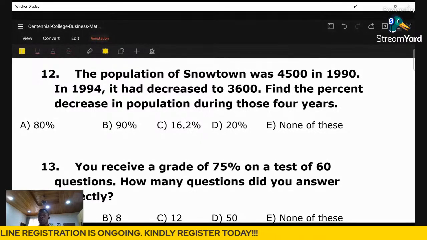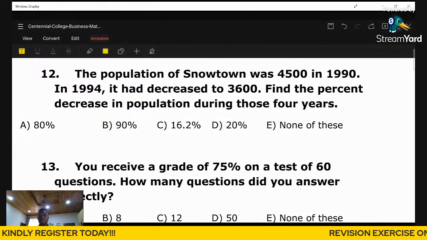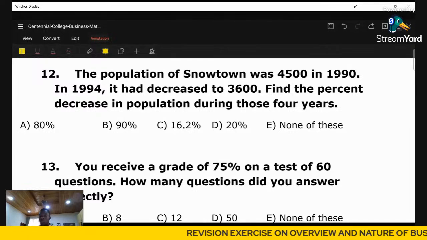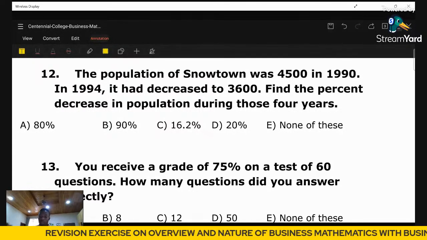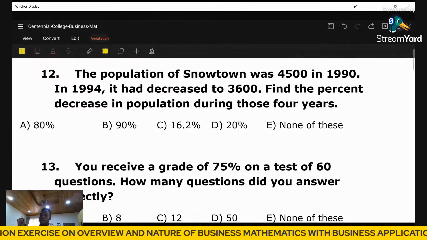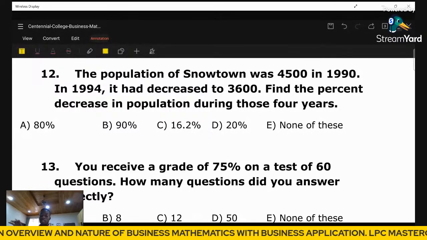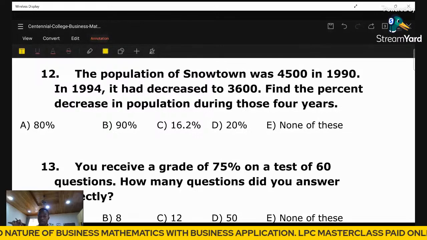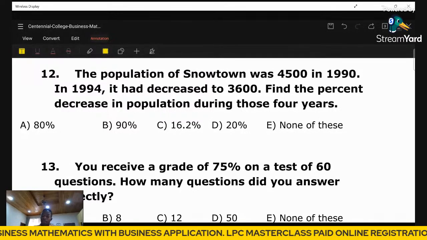So these are the reasons why we need to understand this. No matter where you find yourself in life or in business, you will make decisions that involve numbers. That's why we need to understand these principles, to help us build ourselves. So let's see. It says: find the percentage decrease in population during those 4 years. So how do we go about this?